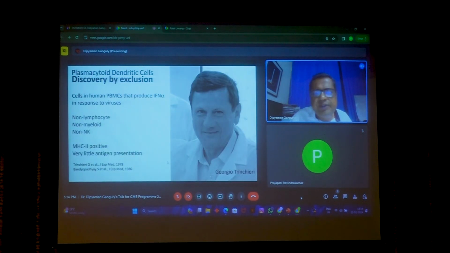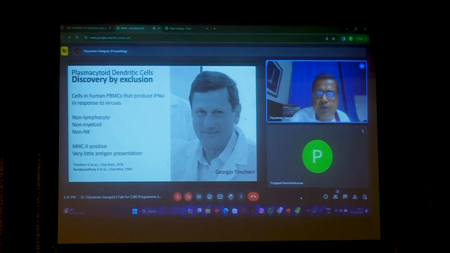Now, I'll just briefly talk about the discovery of PDCs. They were discovered almost at the same time. So 1978 was the time when Steinman published his conventional DC paper. Near about that time, Giorgio Trinchieri in Philadelphia was trying to find out cells in the human peripheral blood that will produce interferon alpha in response to viruses.